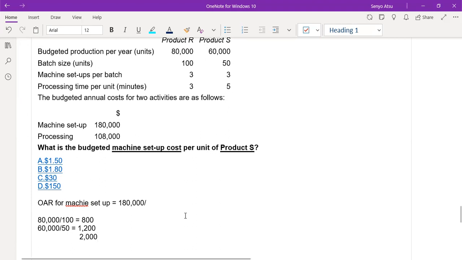They said machine setup per batch. Well, 3 machine setups to do a batch, like the question we solved, Sweet Treats Bakery. Going into the oven once is a setup. Each batch will set up ovens 3 times. But in that question, ovens were set up once for every batch. But here, 3 setups for each batch. So you're going to have 2,400 setups.